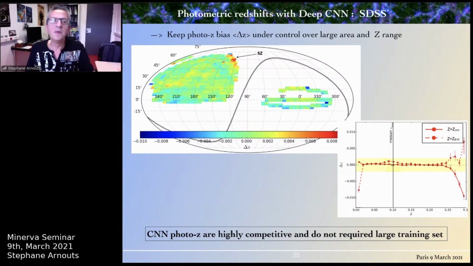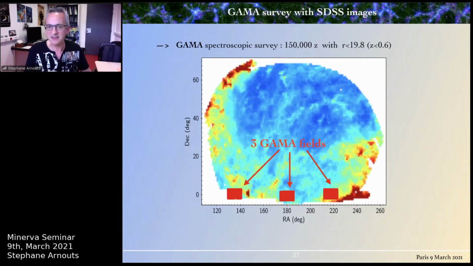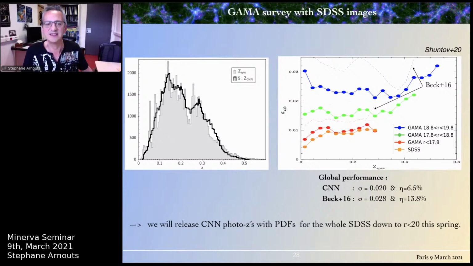And so here is the homogeneity of the bias of the photo-z. GAMA is a spectroscopic survey that goes 2 magnitudes deeper than SDSS. It's the 3 fields that we have access to on the SDSS, with the SDSS images, sorry. And so here we will train on this spectroscopic data set, which is about 150,000 spectra, that goes up to redshift 0.6. So we go a bit further in redshift and fainter in magnitude, with obviously much fainter, much lower signal to noise images because we are still using the same SDSS.